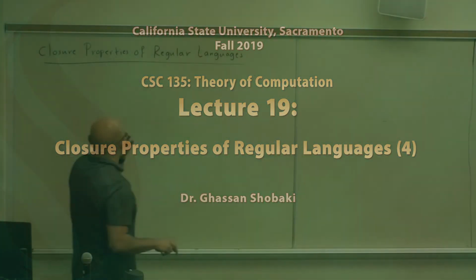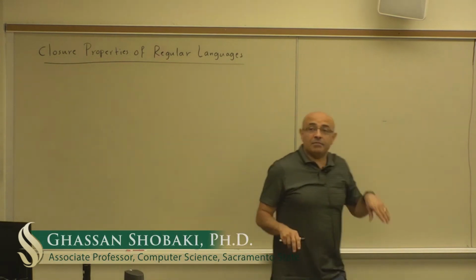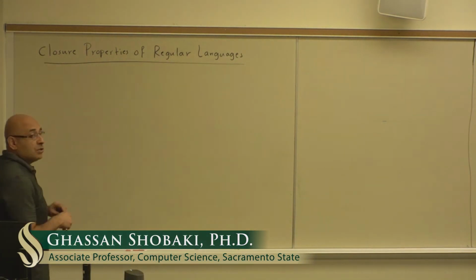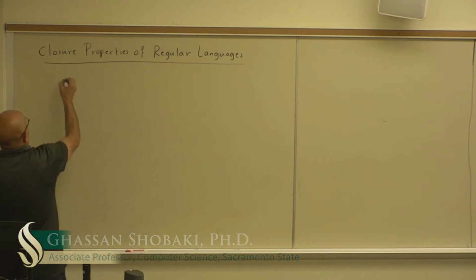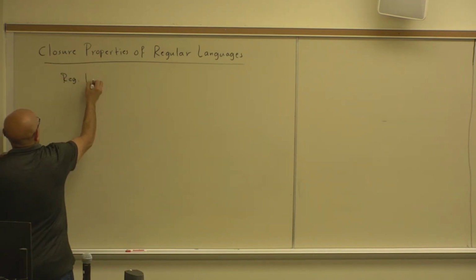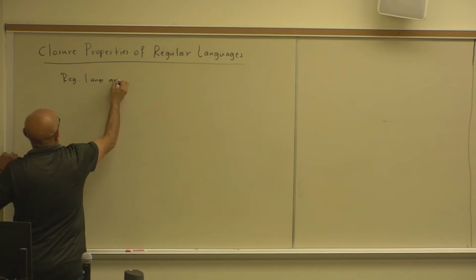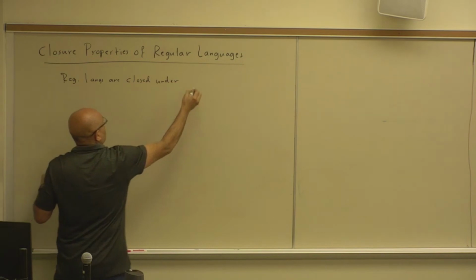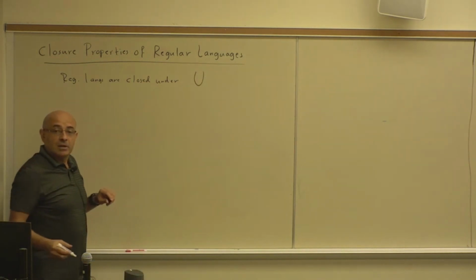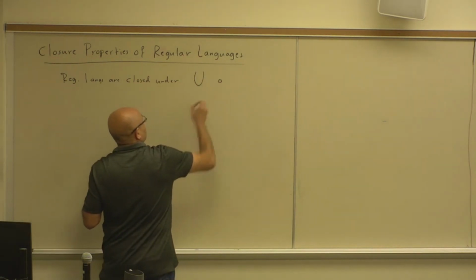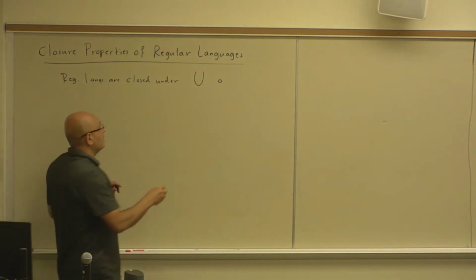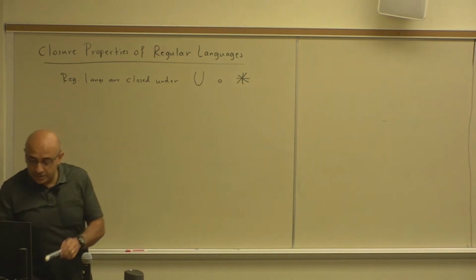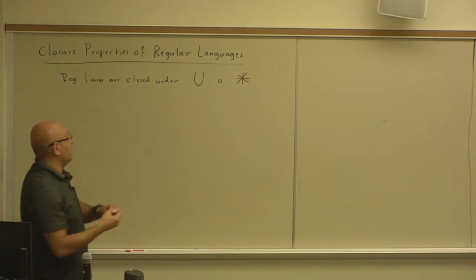Today's lecture is going to be about closure properties of regular languages. We have talked about this. In previous lectures, we showed that regular languages are closed under union, concatenation, and star. And these are the operations that we call regular operations.